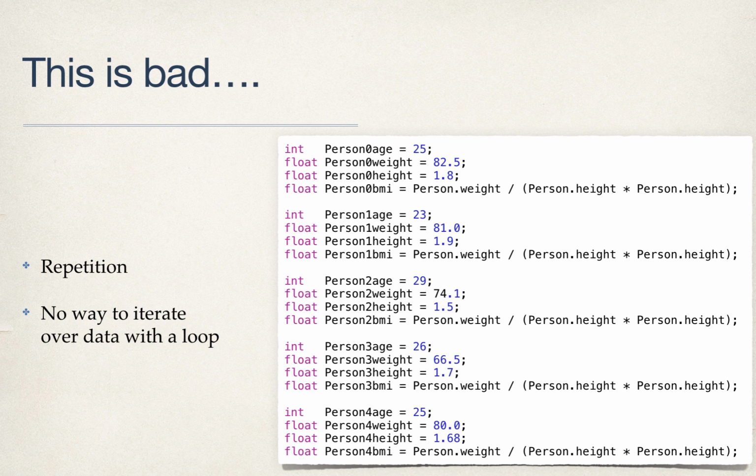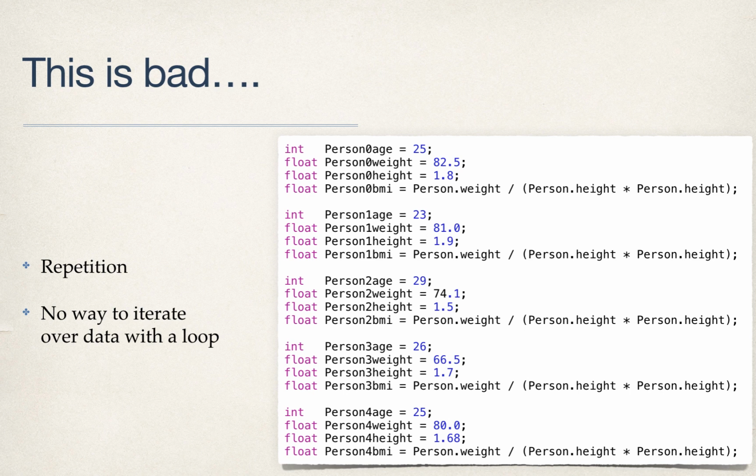For a start, it's horribly repetitive, but it makes it very difficult to, say, iterate or loop over all the people and perform common operations. Or, for example, you wanted to add another person, you'd have to write 4 lines of code, and this just doesn't scale well. This is very bad practice and very naive. So essentially what we've got here are 4 properties of a person: age, weight, height and BMI.